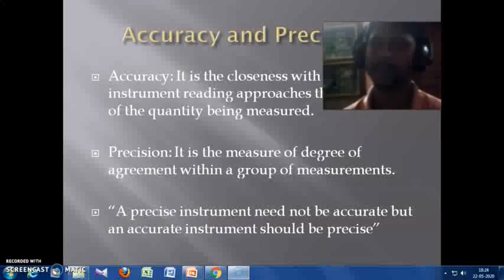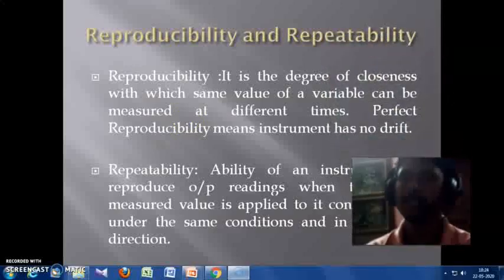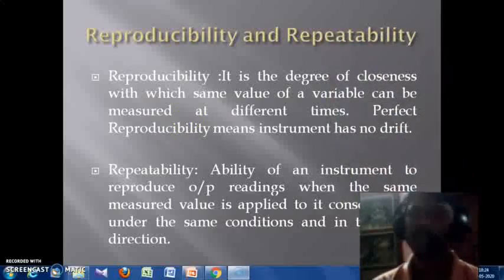So means the precise instrument need not be accurate, but an accurate instrument should be precise. That is already proved, that I already discussed. So this is a very important statement. Next, that is reproducibility and repeatability.